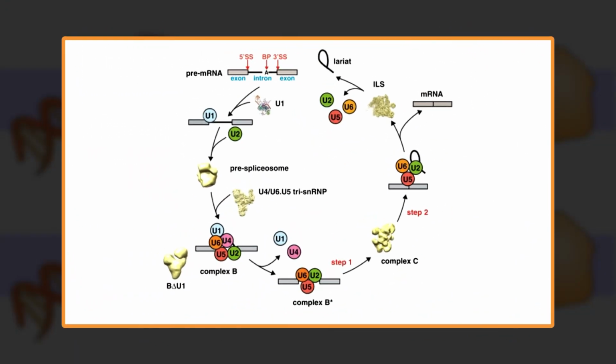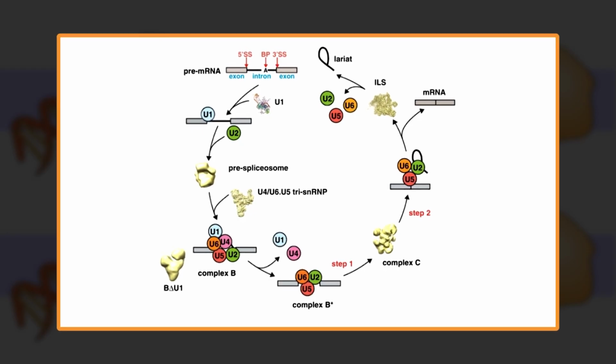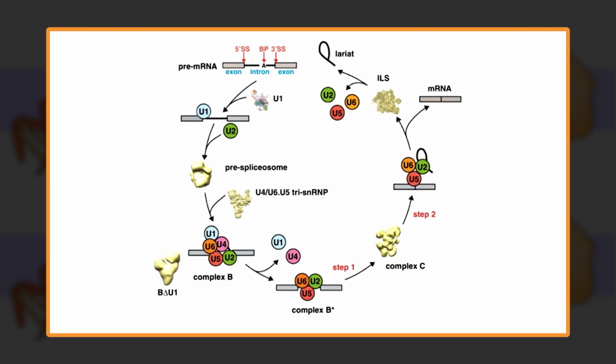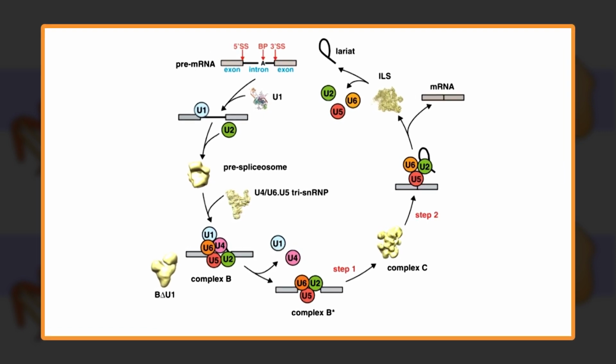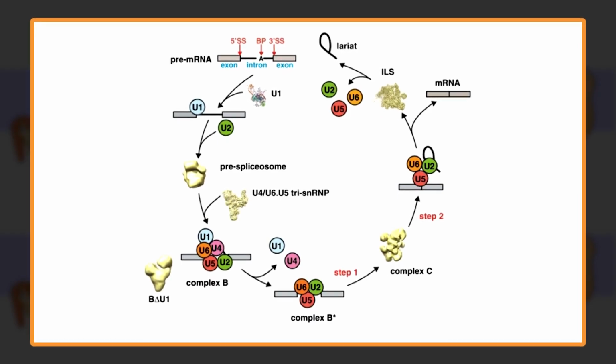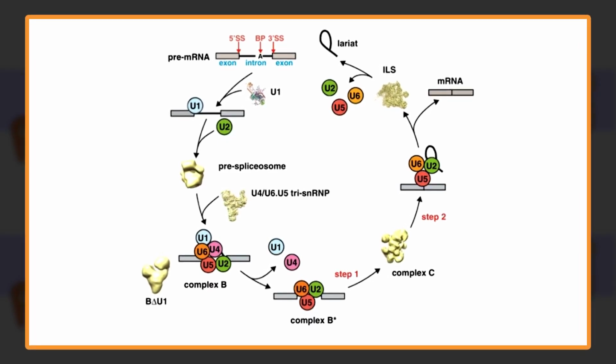In recent years, it has been shown that some archaea also have the ability to splice their pre-mRNA. The splicing reaction is catalyzed by the spliceosome, a macromolecular complex formed by the 5 small nuclear ribonucleoproteins, SNRPs, termed U1, U2, U4, U5 and U6, and approximately 200 proteins.